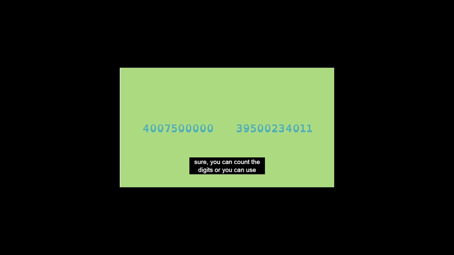At a glance, these two numbers look like they're almost the same. To know for sure, you can count the digits, or you can use scientific notation. We can see that the number on the right will be bigger since it is multiplied by 10 to the power of 10, whereas the number on the left is multiplied by 10 to the power of 9.